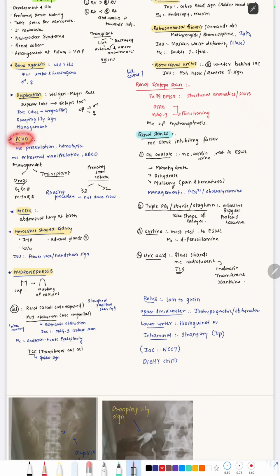Next is the polycystic kidney disease. The polycystic kidney disease, the most common presentation is the hypertension in the young patient. It is associated with hematuria. Most common extrarenal manifestation is going to be hepatic cyst, and ABCD as a features.